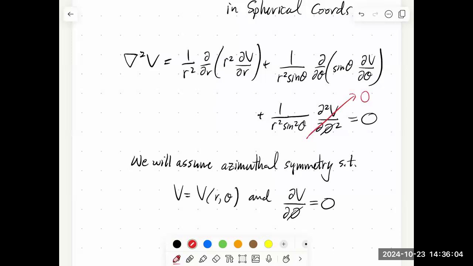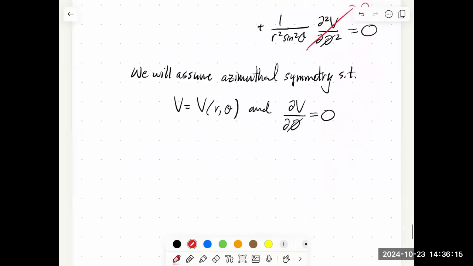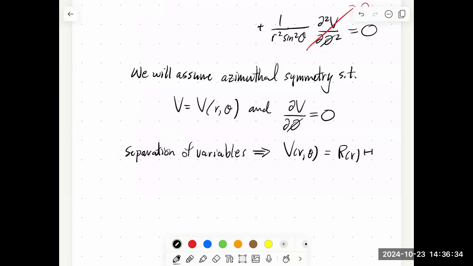So when we do our separation of variables, we're going to write the potential as a product of functions, one that's a function of r and one that's a function of theta. There will be no phi dependence. So our separation of variables will lead us to V of r, theta is some function of r times some function of theta. So this is my capital theta. All right.